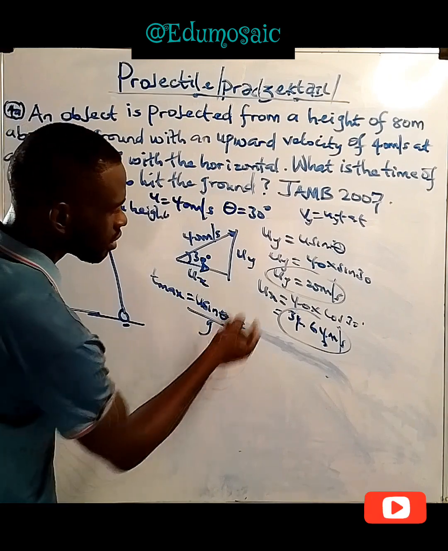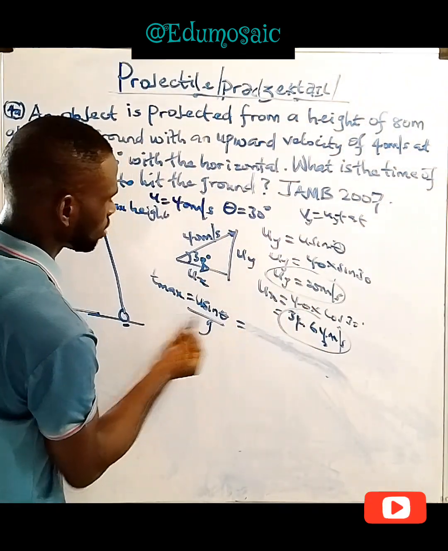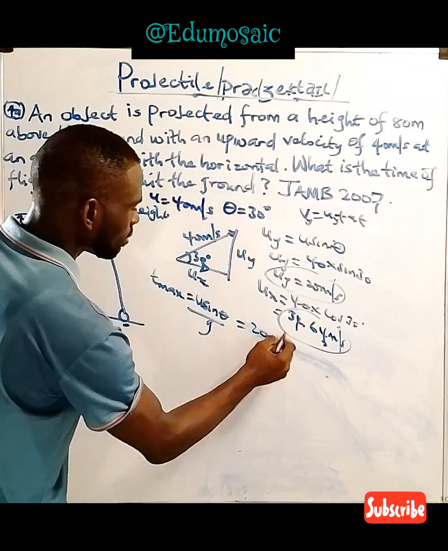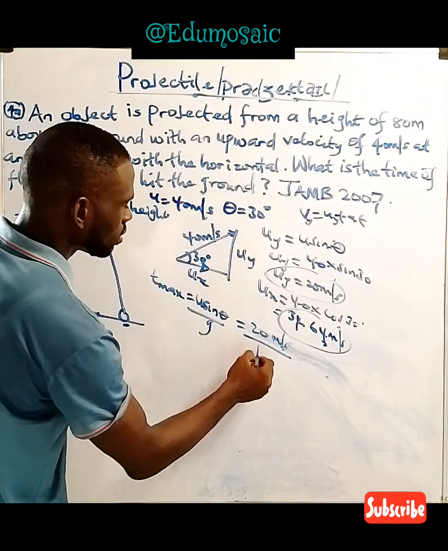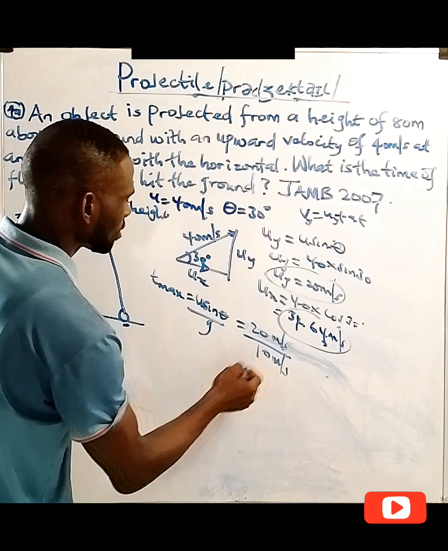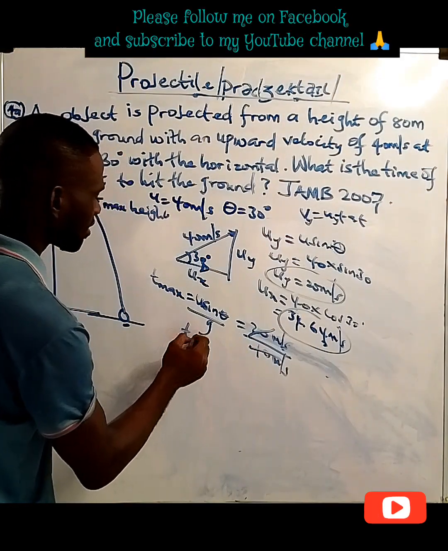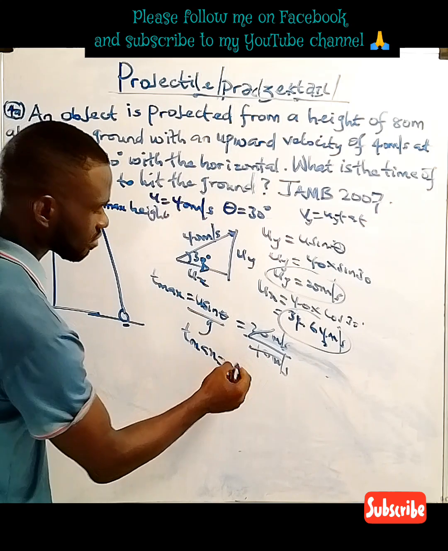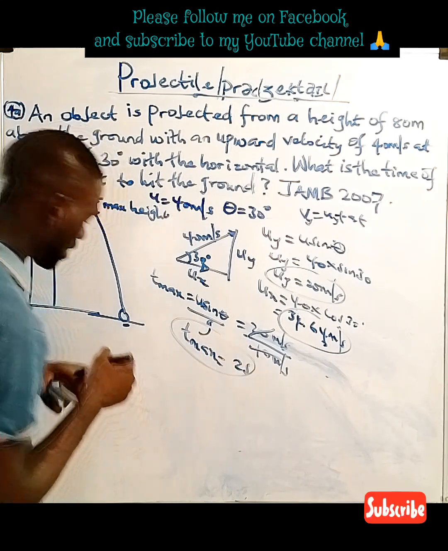So u sine theta is what we have here. You know what u sine theta is? It is 40 times sine theta, that is 20 meter per second, over gravity, which is 10 meter per second squared. So the time it takes the body to get to max height is 2 seconds.